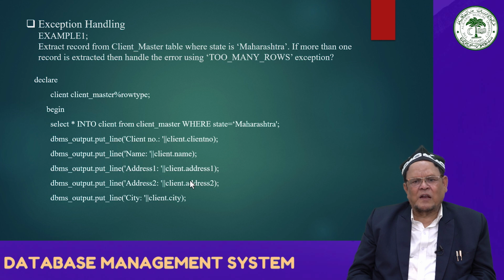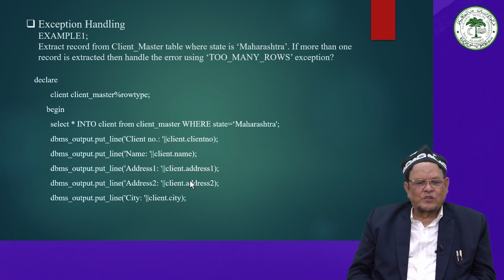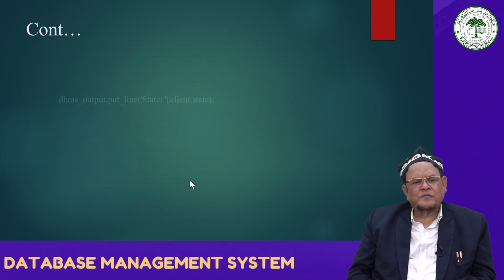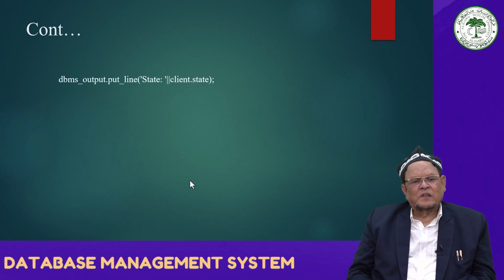where the state is Maharashtra. So then you have to write city, then DBMS_OUTPUT.PUT_LINE city is equal to client.city, then DBMS_OUTPUT.PUT_LINE pin code within quotes, then client.pincode. Then DBMS_OUTPUT.PUT_LINE within parenthesis you have to write state within quotes, and then client.state, parenthesis should be closed, then semicolon.